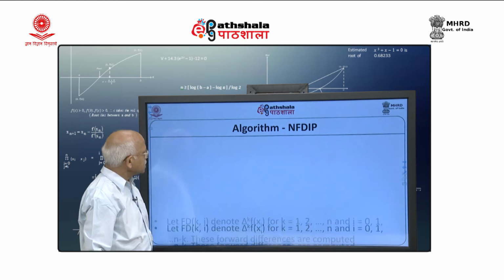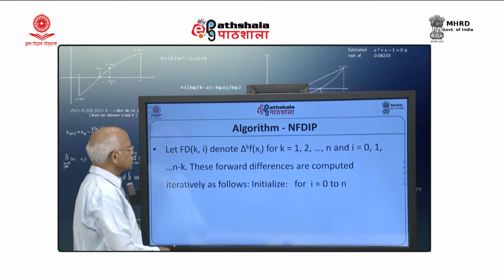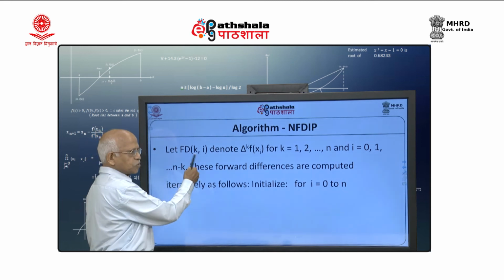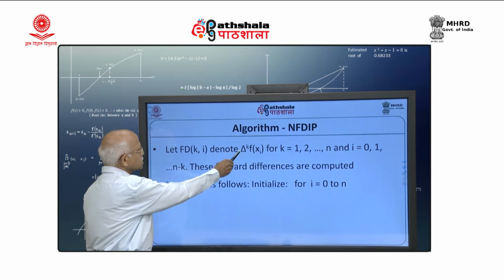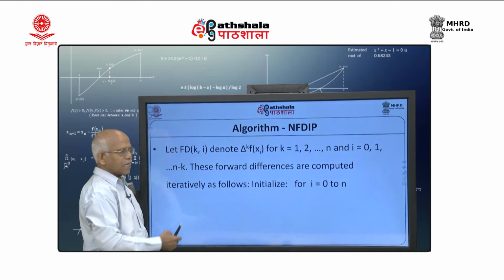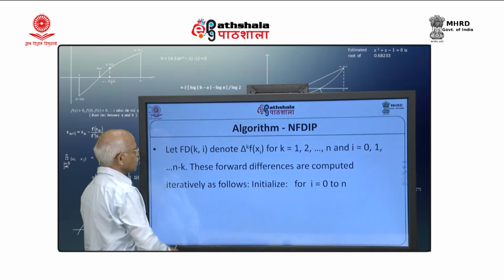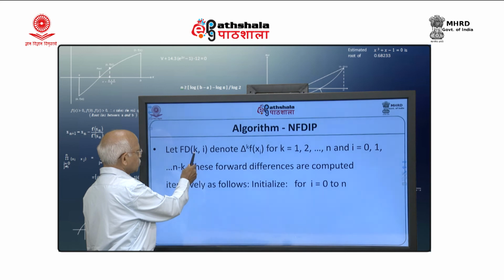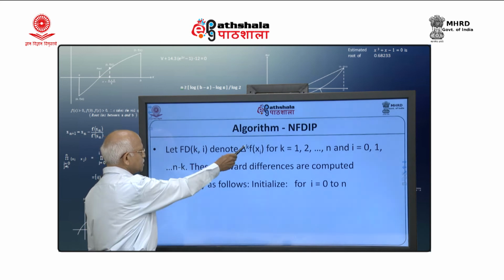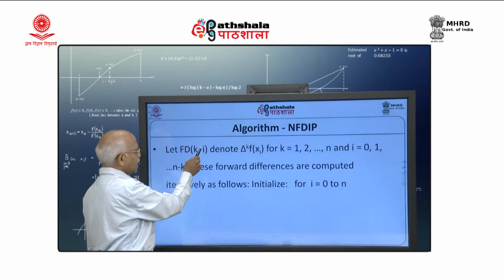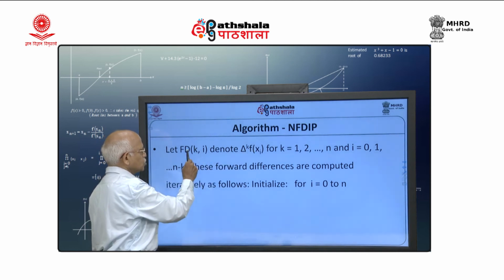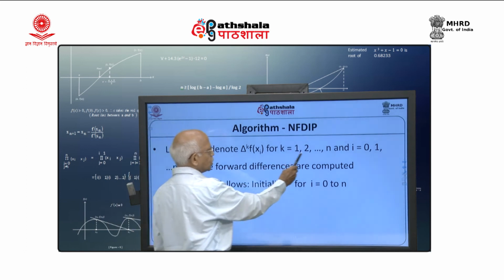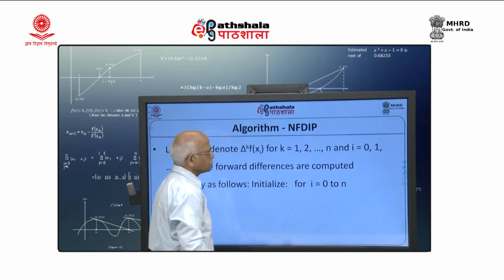Now, if you want to consider this formula, how to compute this? Since we are thinking in terms of computer implementation, I am denoting this delta^k f(x_i) as a two-dimensional array, which is called the forward difference array, fd(k, i). K is the order of the difference and i is the point x_i at which this forward difference is computed.